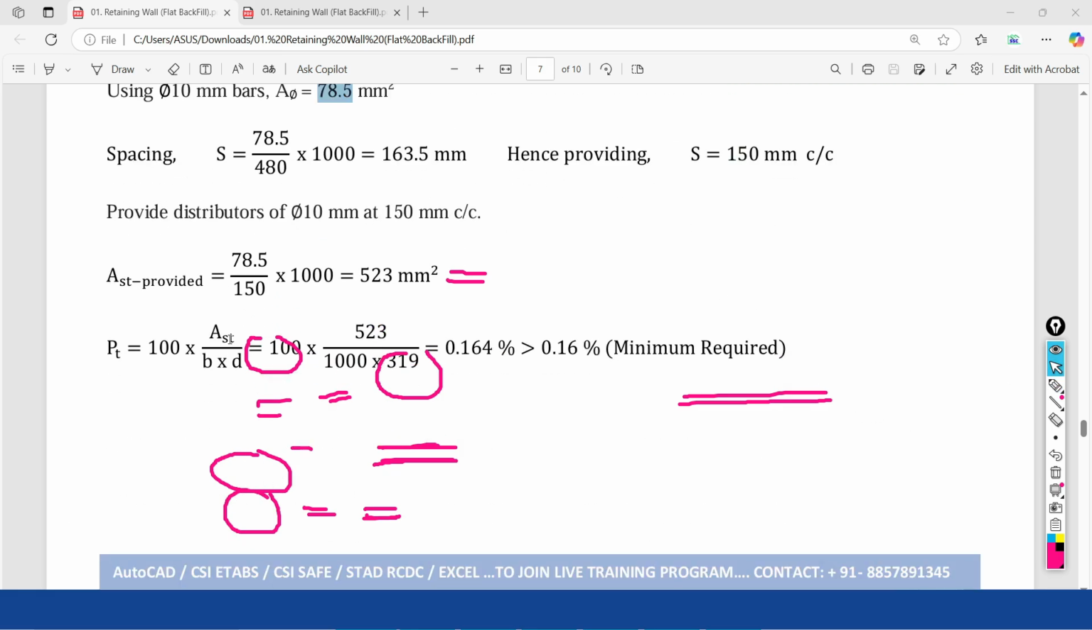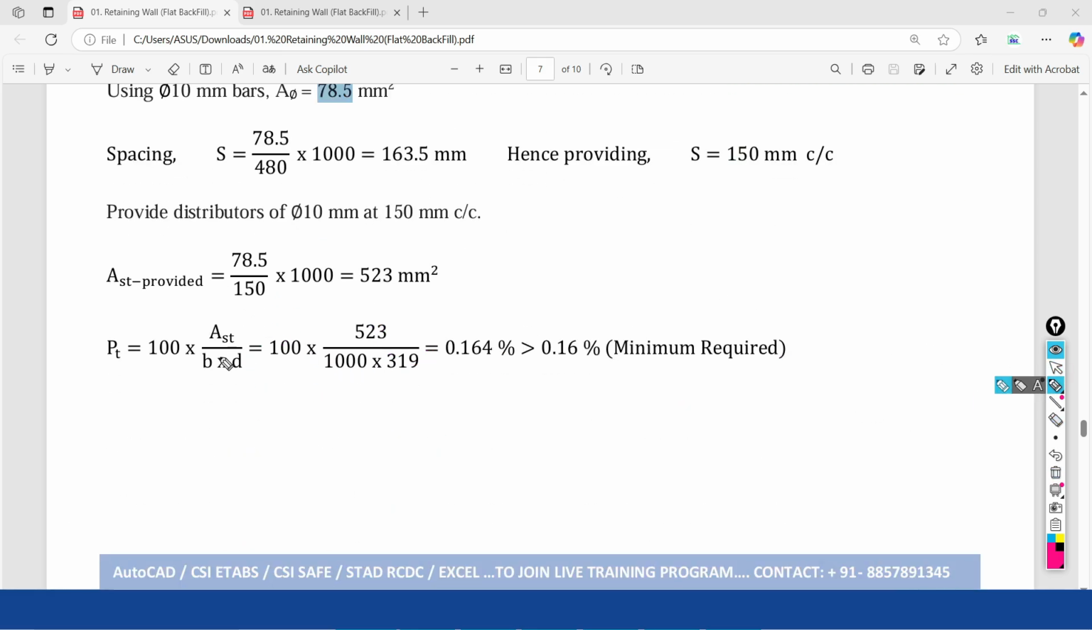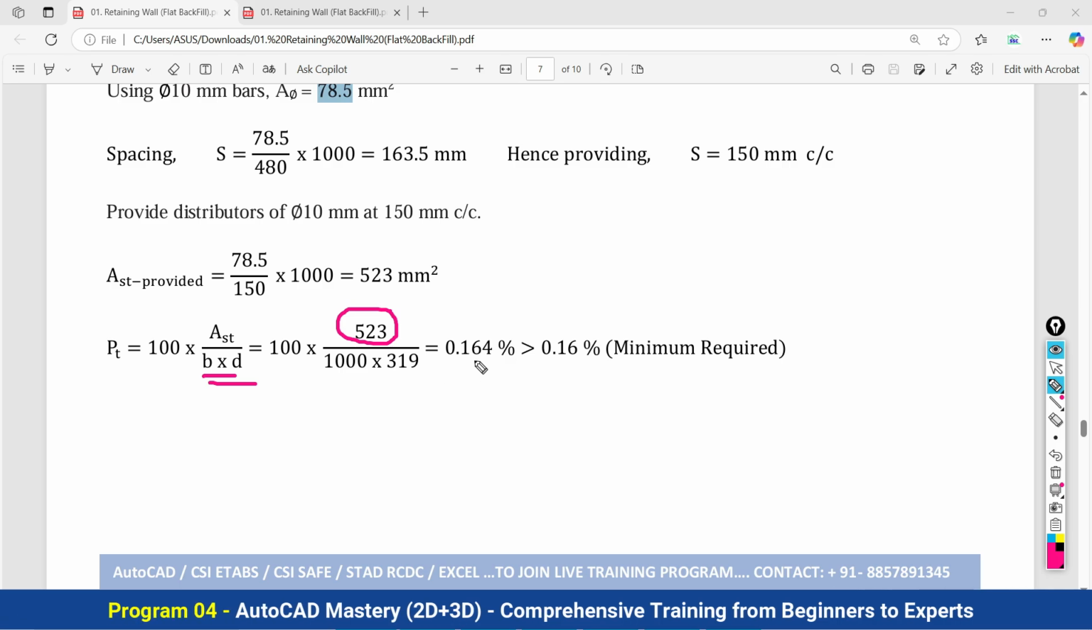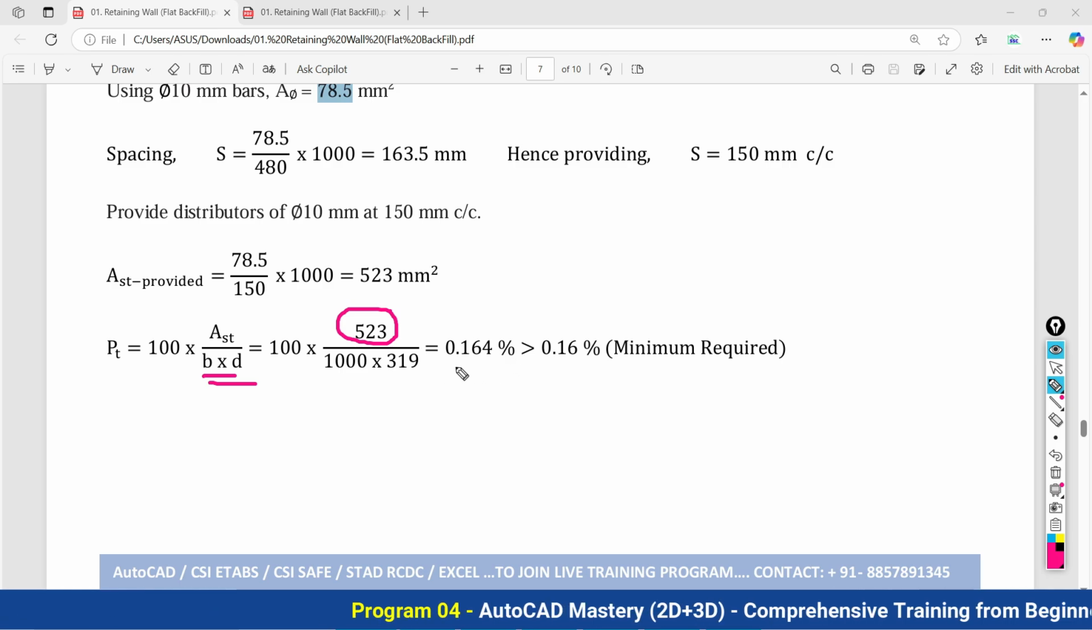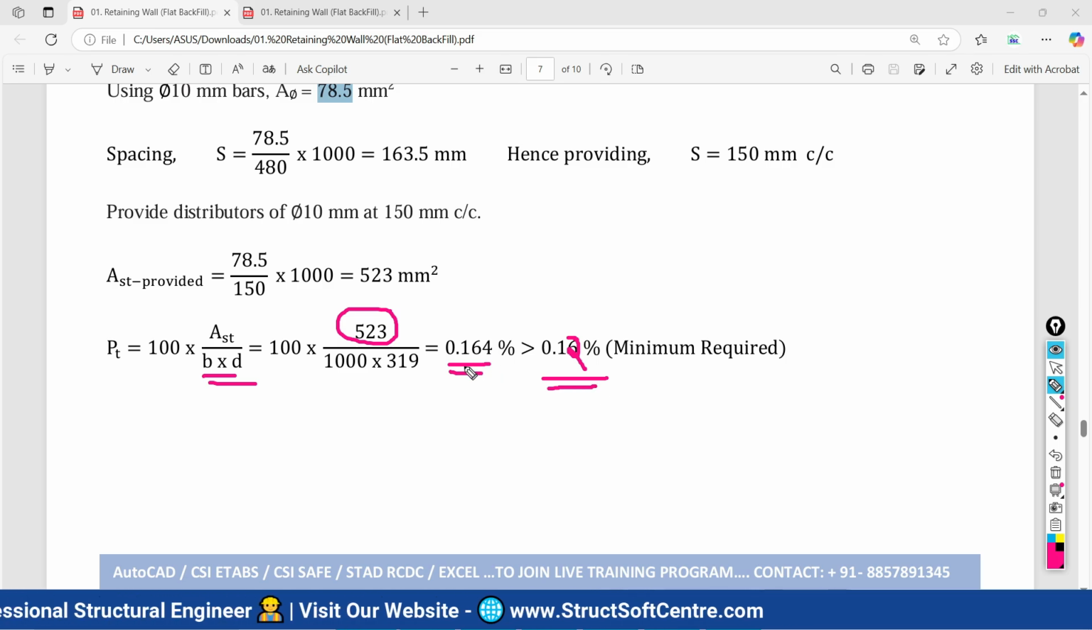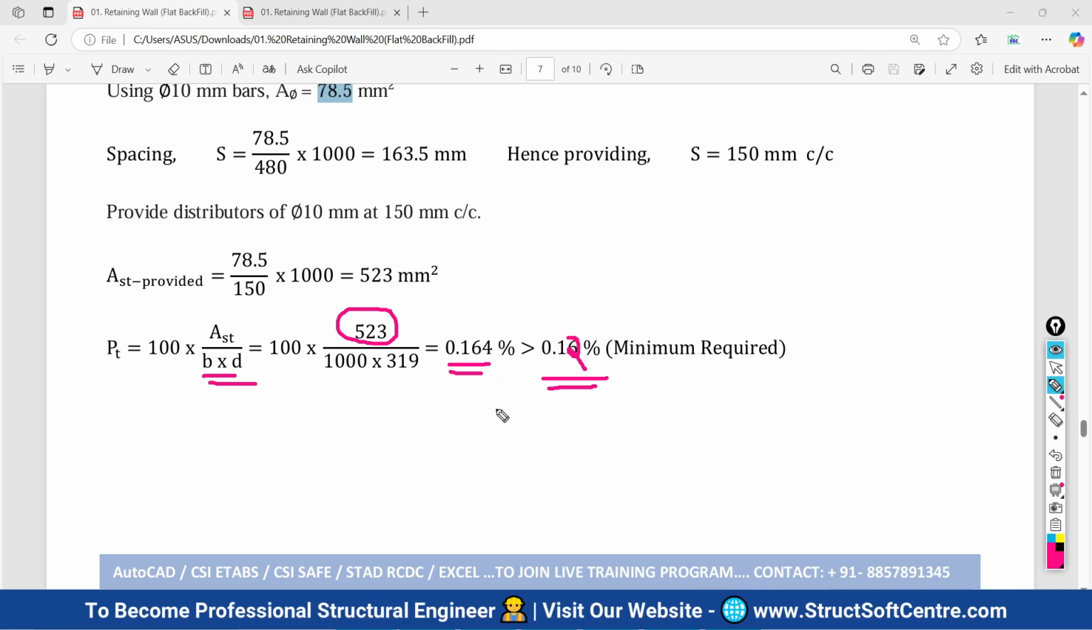Now in percentage we would like to calculate it. So in percentage it is total area divided by B into D. Total area 523 divided by 1000 multiplied by 319. After doing this calculation, the provided area of the reinforcement as a distribution reinforcement is 0.164%, which is greater than 0.12%. Minimum requirement of the reinforcement was what? 0.12% was there. We have provided 0.164% of reinforcement.